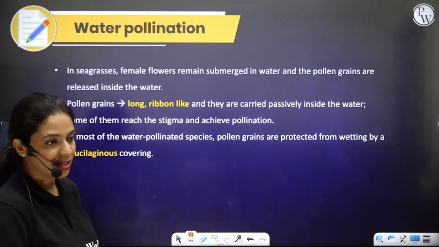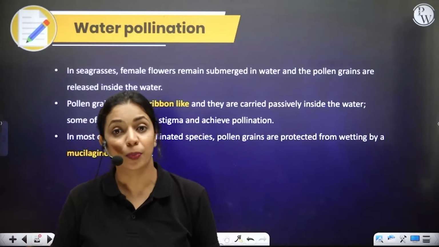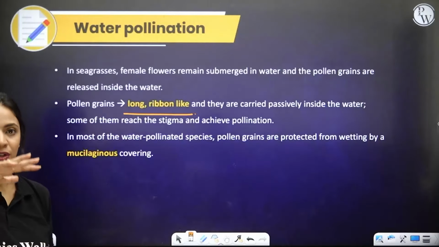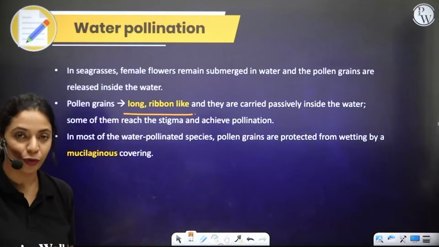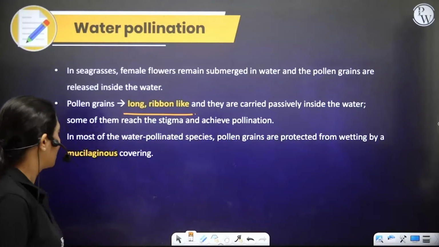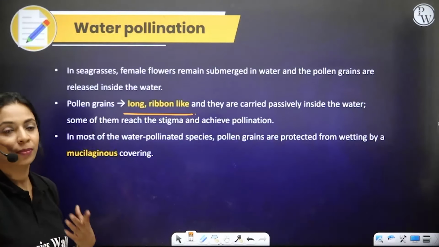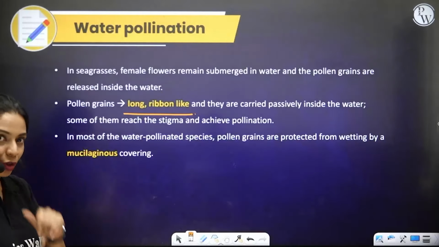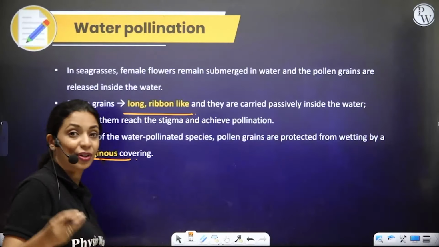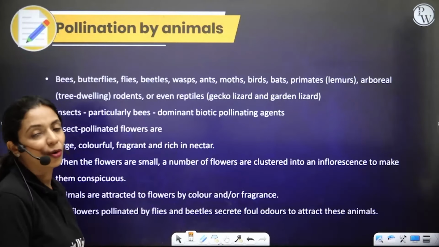In seagrasses, even in seagrasses, the plants are submerged. They are present inside the water. The pollen grains that are produced are long and ribbon-like, and they do not come to the surface of water. They are just as dense as water, so they will float within the water itself, and they will find the stigma and pollinate the stigma. Usually, the pollen grains produced in plants that perform water pollination have a layer of mucilage outside that will prevent the pollen grain from wetting.